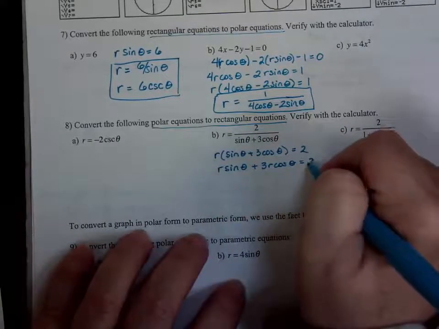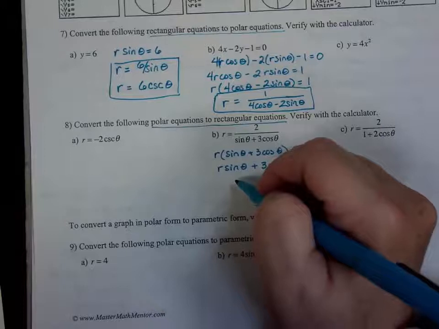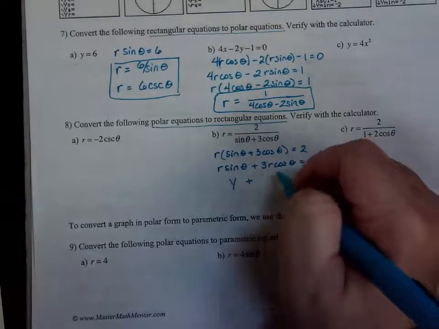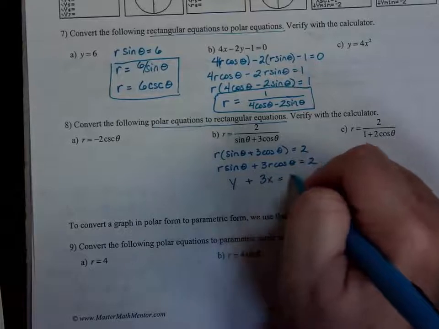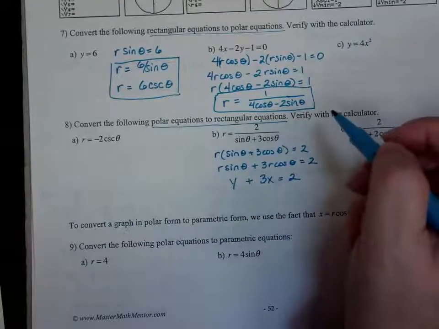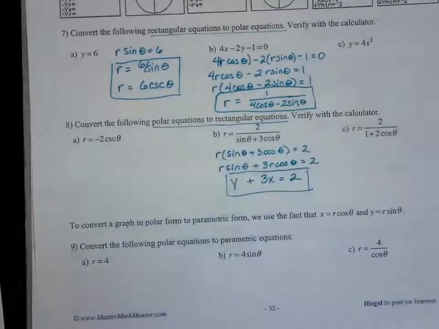Now, why did I stick the r in the middle? Because r cosine theta as a unit is x. So what does r sine theta equal again? Y plus 3x equals 2. Did I get rid of all my r's and thetas? I'm done. I don't have to solve for y. You could. It'd be real easy, wouldn't it?